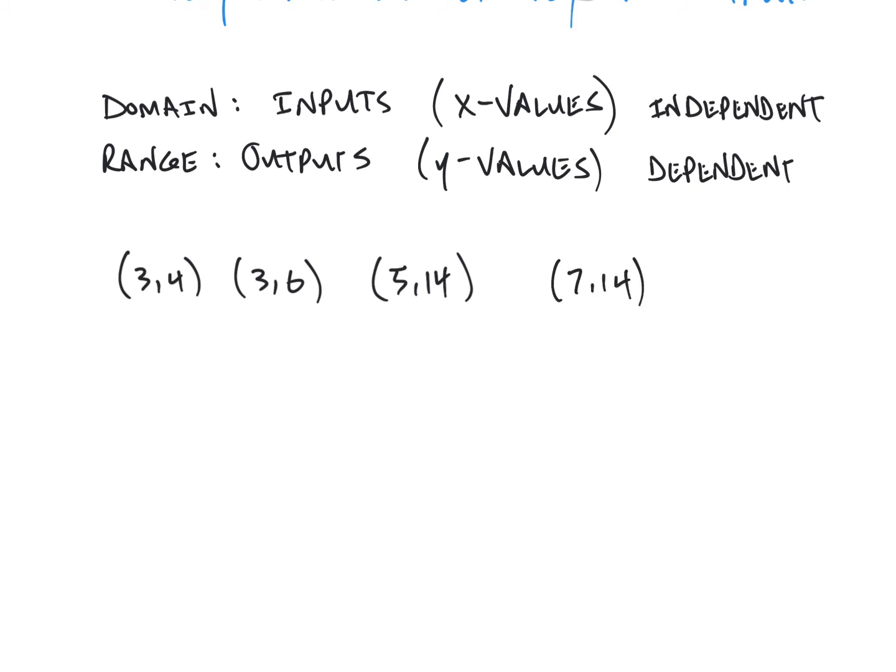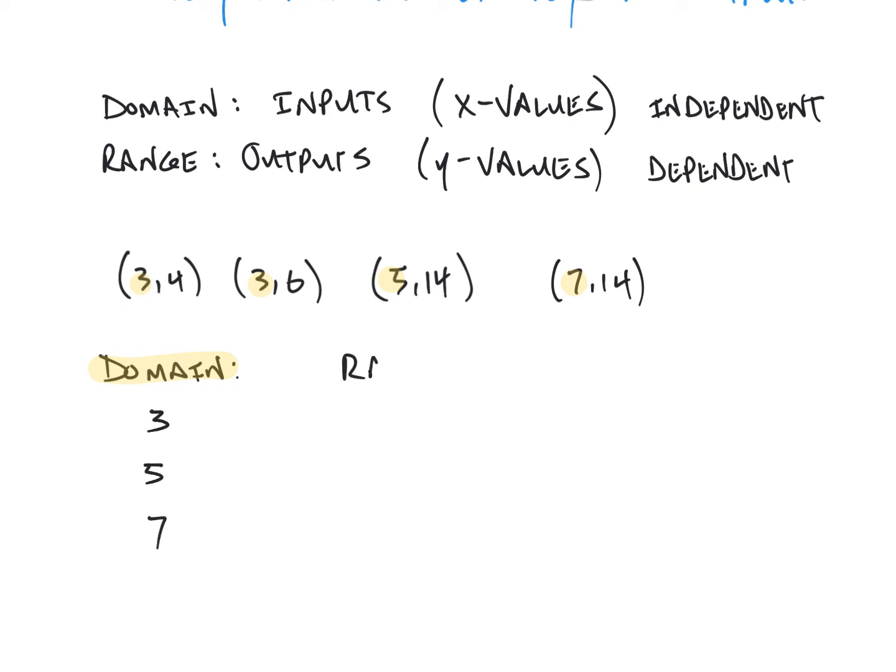Let's start by listing out the domain values. And I like to list them vertically. You'll see why in a second. So my domain values, again, are all the x values. So I'm going to list those out. And you need to be very careful here because you notice my first two domain values are both 3. I only list 3 once. We do not repeat domain values. Then we have 5, and then we have 7.